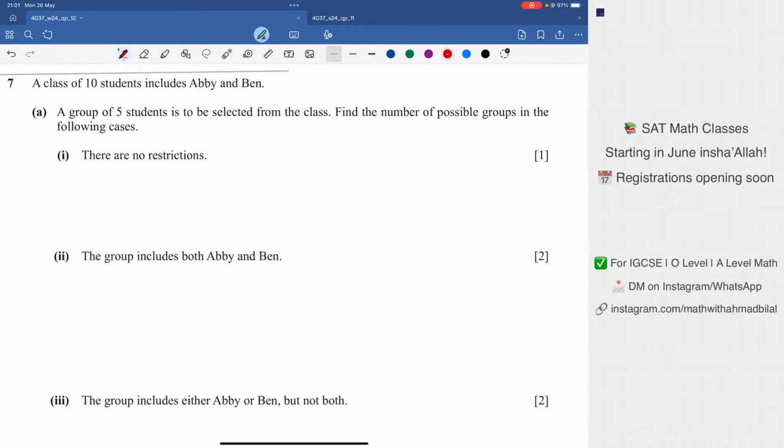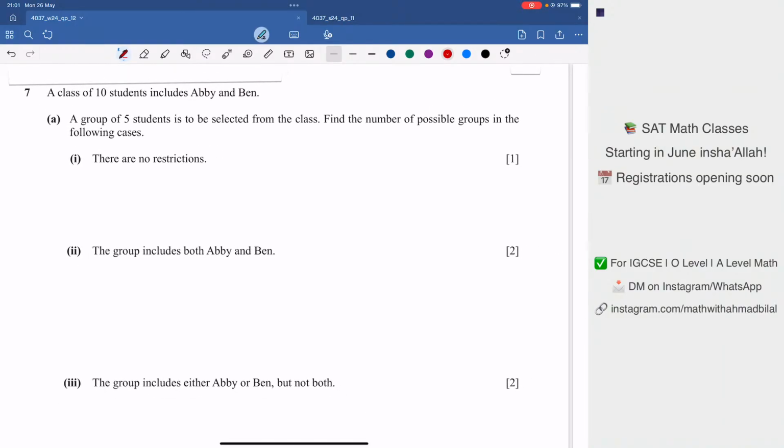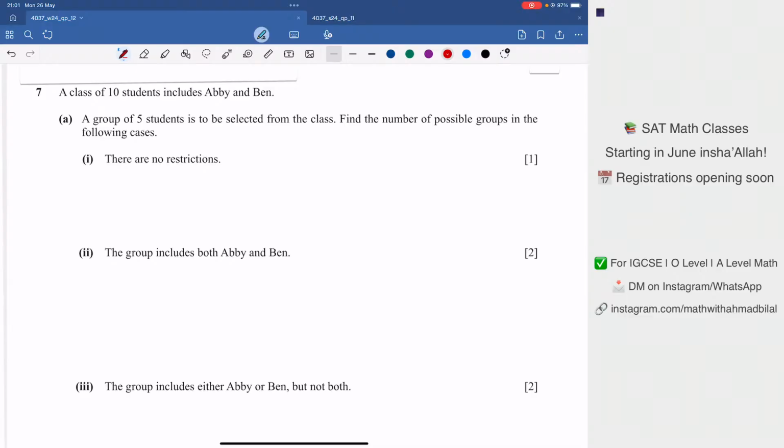Again, we've got permutations and combinations. A class of 10 students includes Abby and Ben. A group of 5 students is to be selected from the class. Find the number of possible groups in the following cases. Okay, so 5 students are supposed to be selected.